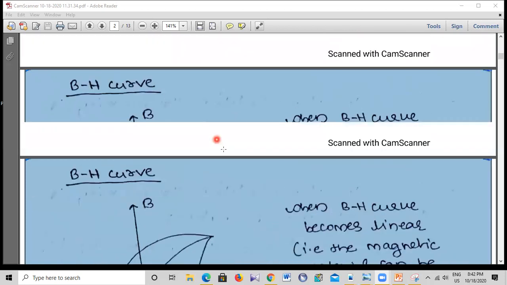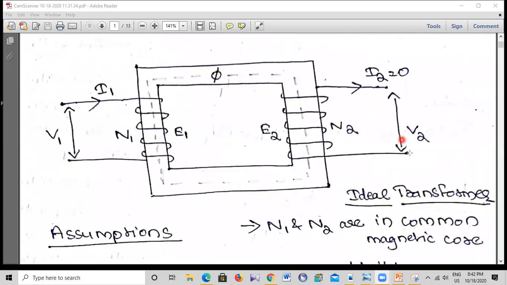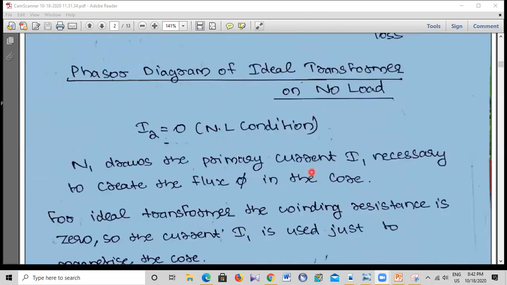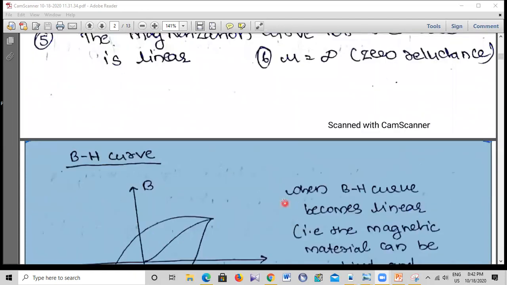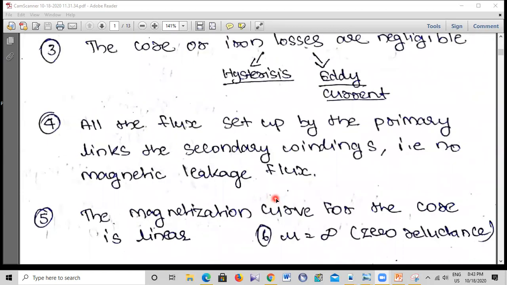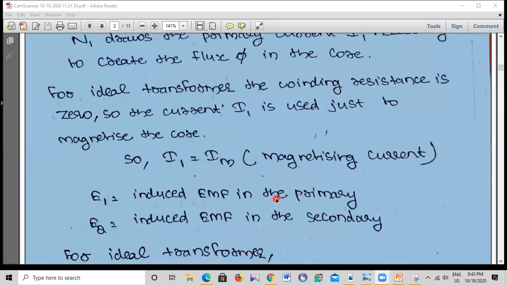So see this figure. In this figure, there is no load because we don't have any load. So the I2 current will be zero. We know that the I2 current is zero for no load condition. So N1 draws the primary current I1 necessary to create the flux phi in the core. It draws the current I1 and it creates a flux phi in the core.